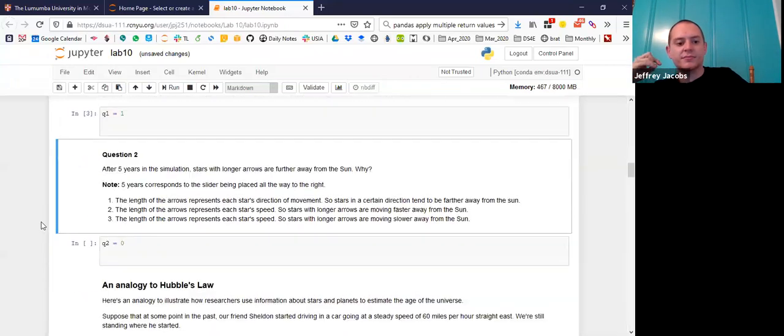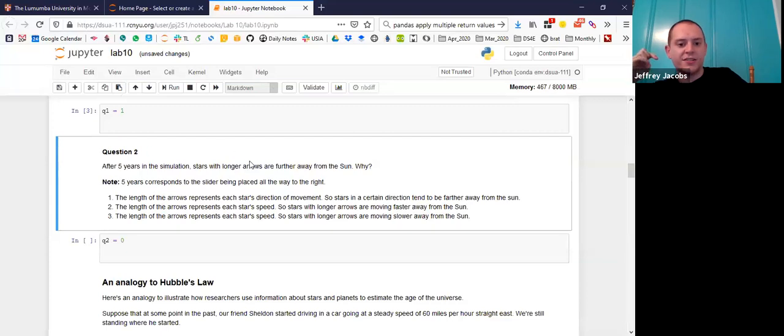And stars with longer arrows are further away from the sun. And that's because the length of the arrows represents the star's speed. So stars with longer arrows are moving faster away from the sun, is the answer.